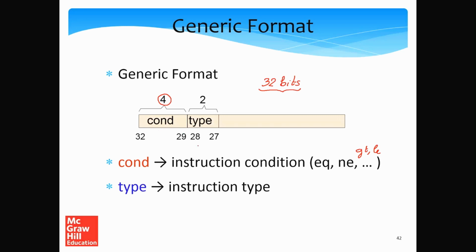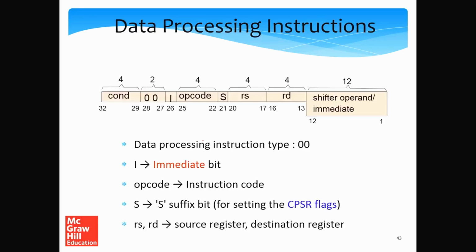The next 2 bits encode the type of the instruction. Since we have 2 bits, ARM can support mainly 4 broad types of instructions. We'll see what the types are in the next few slides. So let's consider the generic format of data processing instructions, which are basically ALU instructions, arithmetic and logical instructions. Let me write it. Let's consider the first 6 bits. They follow the generic format. The first 4 bits are the condition, and 00 is the type of the instruction, type 00.